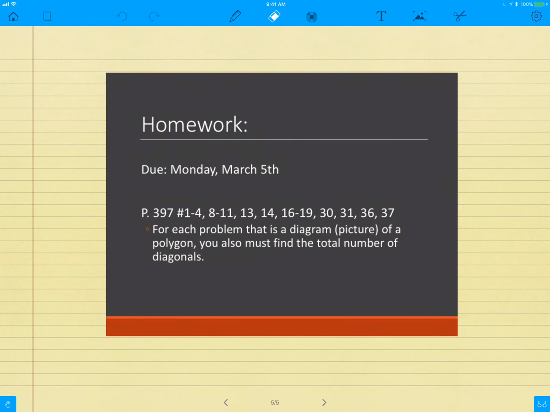So today, your goals: try to work on your homework. You have plenty of time. You have the rest of class today to work. Try to keep the talking to a minimum unless you're actually talking about the homework itself. But remember, anytime that any of these problems have a diagram, you need to also find the number of diagonals for it. Read the directions. Each problem, you have to follow the book directions, and then also do the extra part if they have pictures.